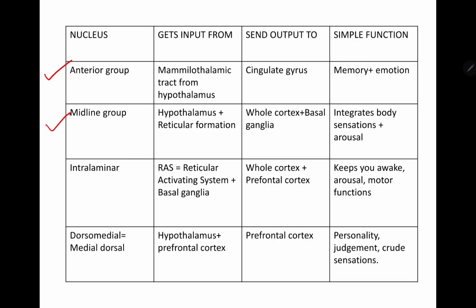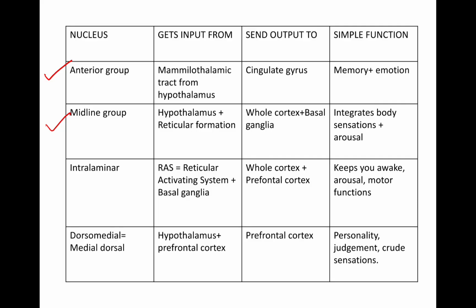Next is midline group. Now the midline group nucleus gets input from hypothalamus and reticular formation and it sends output to the whole cortex plus basal ganglia as well. Now the simple function taking place here is that it integrates body sensations and arousal.